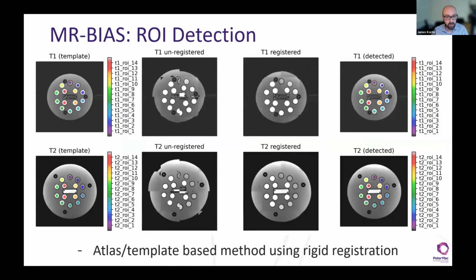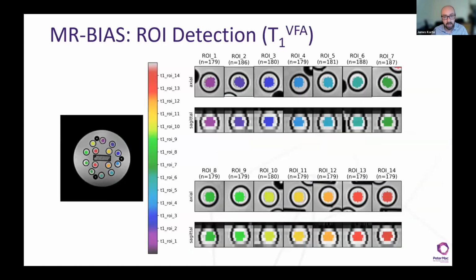The way that it does region of interest detection is using an atlas or template-based method using rigid registration. So essentially we have a template or atlas image which we've manually put on where the regions of interest are, and we just take your new image and register it to that, and then we're able to propagate the regions of interest across, and you can see that it's able to detect those on the right-hand side. In the PDF output, you can also check this, especially if it's a 3D scan, to make sure that they've actually been placed in the right locations.